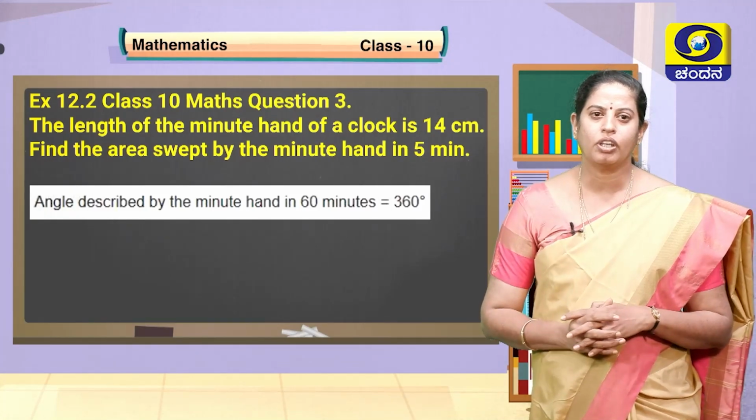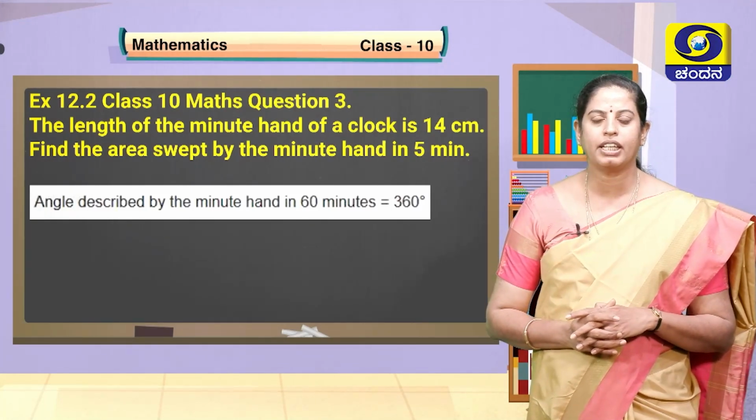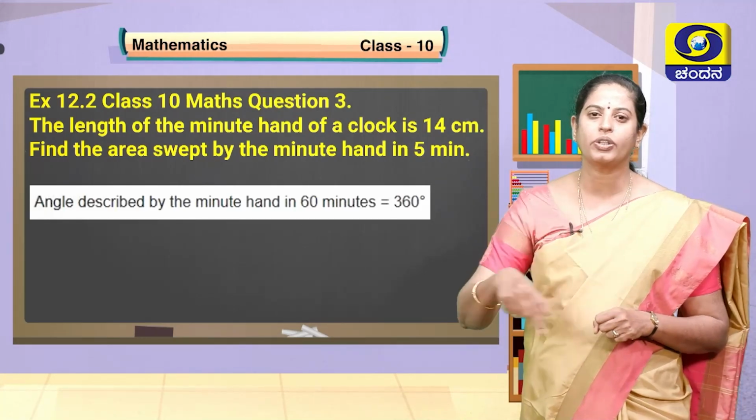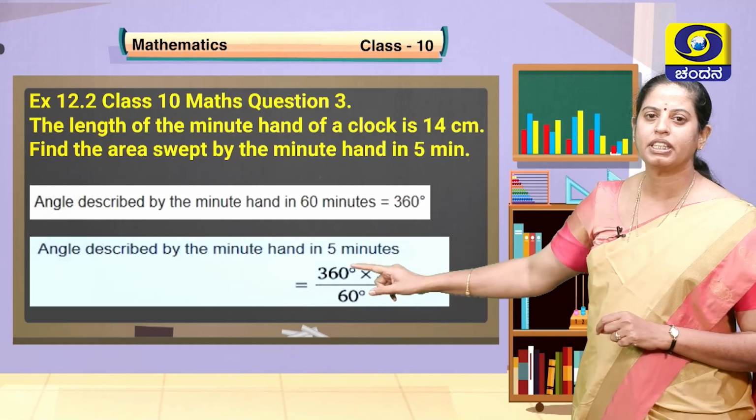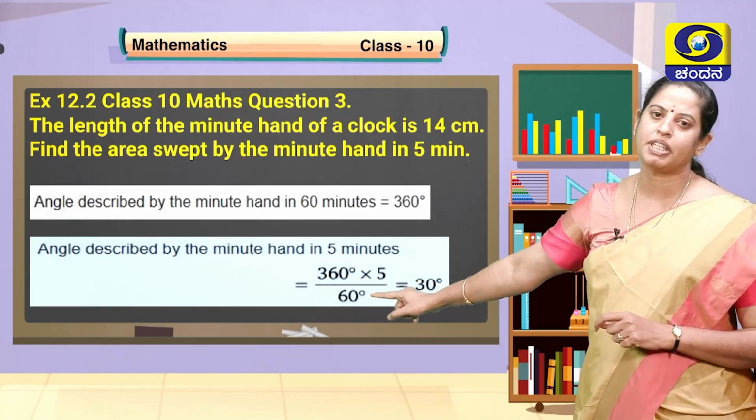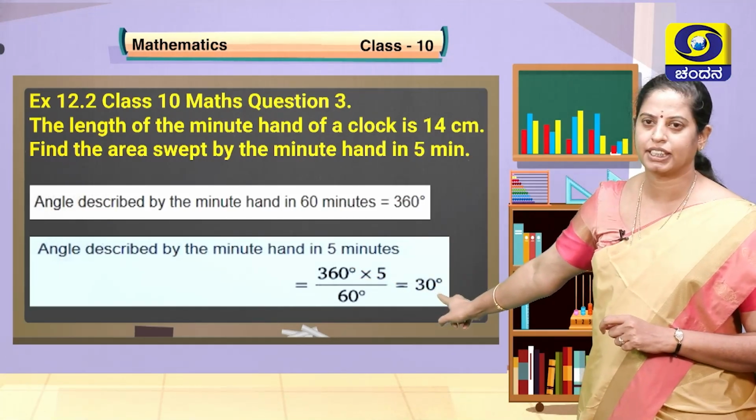Okay. We know the angle described by the minute hand in 60 minutes, when it completes one rotation, is 360 degree. So, the angle described by the minute hand in 5 minutes is 360 by 60 into 5, that is 30 degree. Yes, we know.